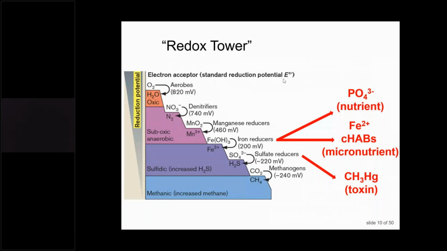If oxygen disappears and there's nitrate around, we start getting denitrifiers and manganese reducers, processing the organic matter and making a living. Once those electron acceptors disappear, then you start getting into the more reduced microbes such as iron reducers, sulfate reducers, and methanogens. And the linkage here with iron reducers is the reductive dissolution of this FeOH3.